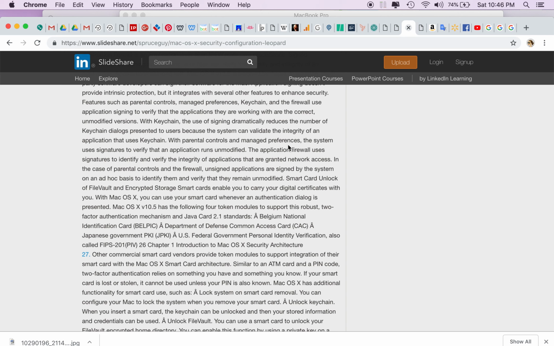With parental controls and managed preferences, which I also found out my information was on, the system uses signatures to verify that an application runs unmodified. The application firewall uses signatures to identify and verify the integrity of applications that are granted network access. In the case of parental controls and the firewall, unsigned applications are signed by the system on an ad hoc basis to identify them and verify that they remain unmodified.